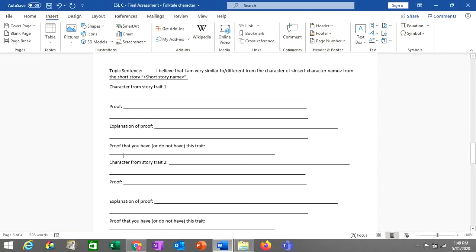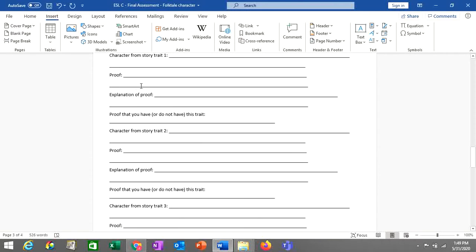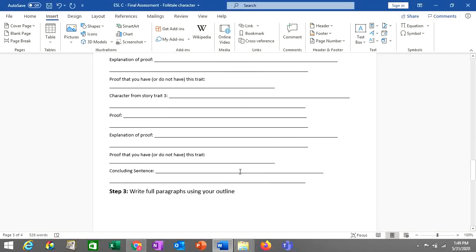Do you think you have this trait? Or if you're writing that you believe you're similar to, you think you have this trait? Show something from your life. An experience that you have, maybe a way that you think, maybe something that you've done that shows that you also have that trait. Or if you're doing a contrast, that you do not have this trait. Okay, so it's the same thing for 3 character traits, and then you write your concluding sentence.